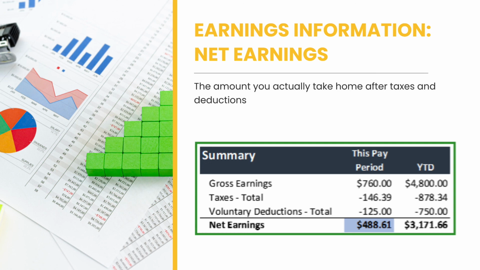So just to summarize, your gross pay is the pay you receive before all the taxes and deductions are taken out, and your net earnings or net pay is the money you actually receive after all those other things are taken out. That's the money you actually have to use.